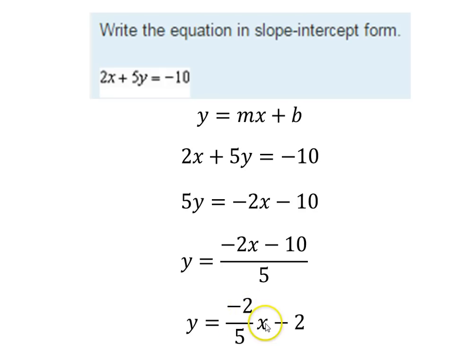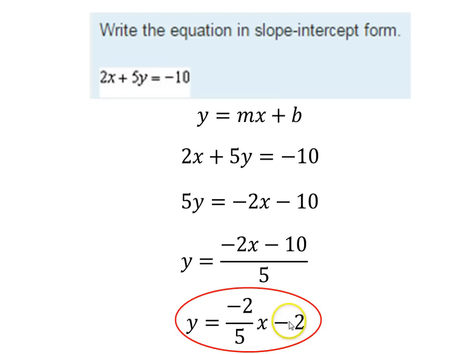2/5 x. And this -2 right here comes from -10 divided by 5. -10 divided by 5 is -2. And this is our slope-intercept form of this equation. This equation that we were given and the equation we ended up with are exactly the same line.